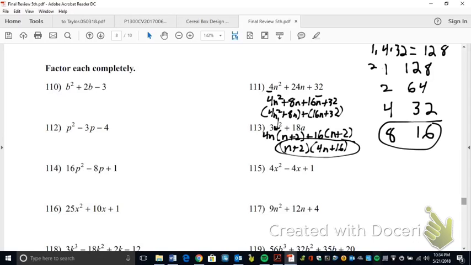Now, depending, some places might want to see you pull this 4 out right here. So you're going to end up with 4 times n plus 2 times n plus 4. Now technically, if you're being asked to factor it completely, that is the more correct form. But anyway.